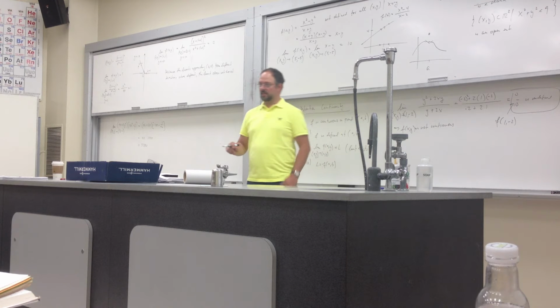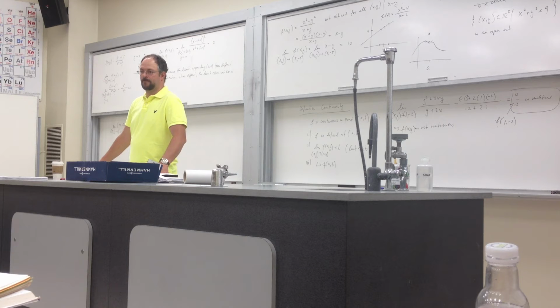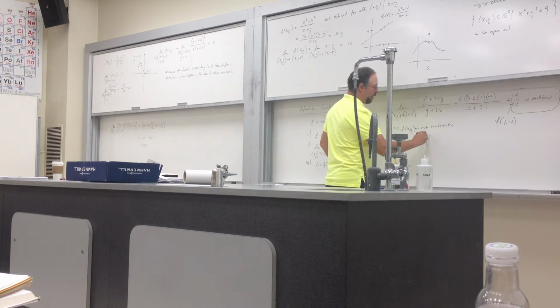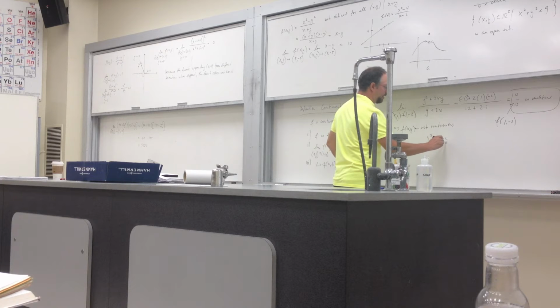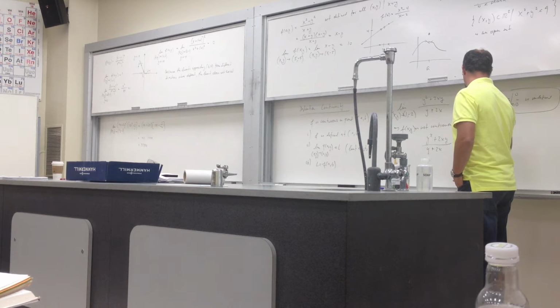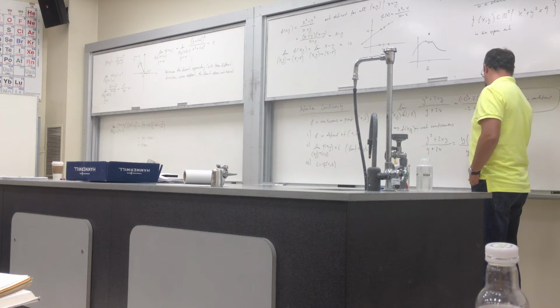Could we define it at that point so that it becomes continuous? Yeah? So let's see. We have y squared plus 2xy divided by y plus 2x, and if we factor out the y, we have y times (y plus 2x) divided by (y plus 2x). That is equal to just y, correct?